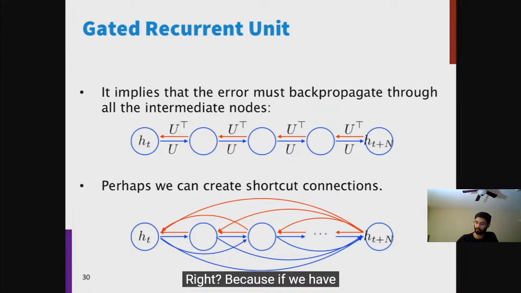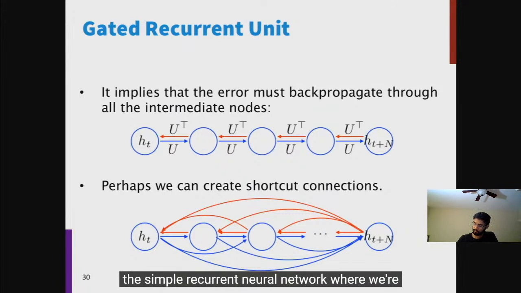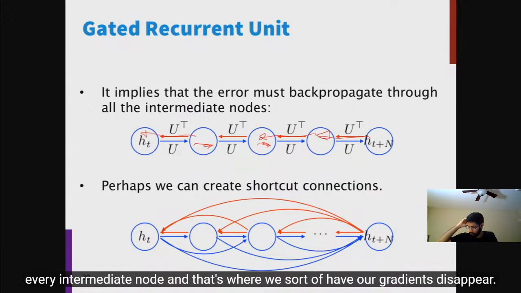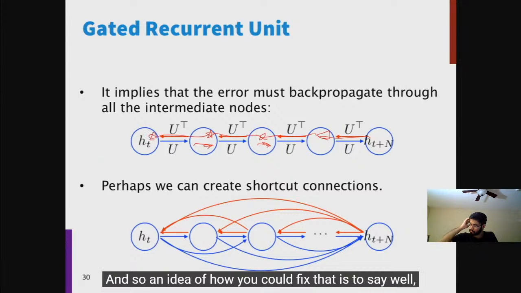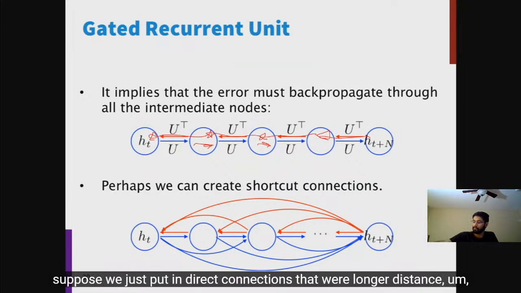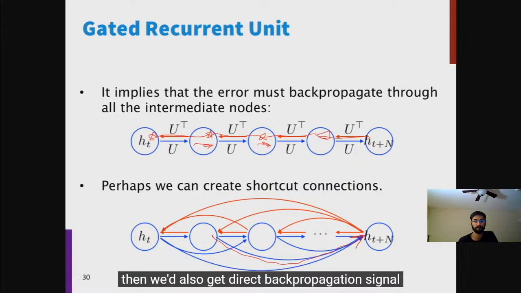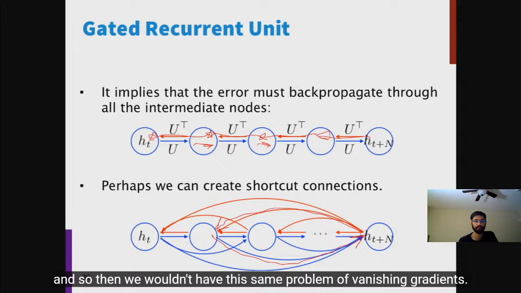Because if we have the simple recurrent neural network where we're feeding forward for each step in time, well, what happens is when we backpropagate, we have to backpropagate through every intermediate node, and that's where we have our gradients disappear. And so an idea of how you could fix that is to say, well, suppose we just put in direct connections that were longer distance. Then we'd also get direct backpropagation signal, and so then we wouldn't have this same problem of vanishing gradients.